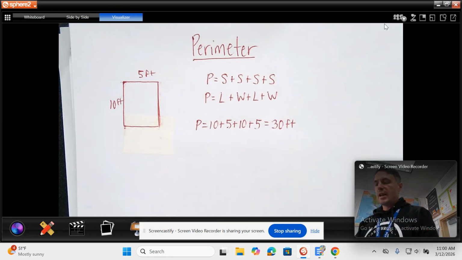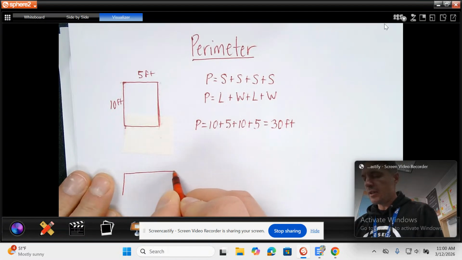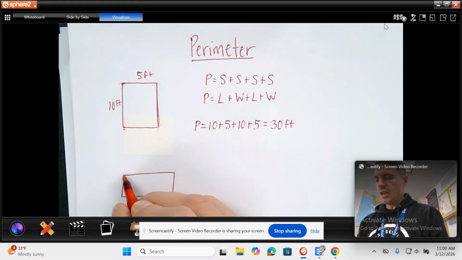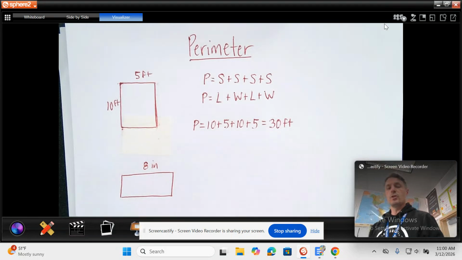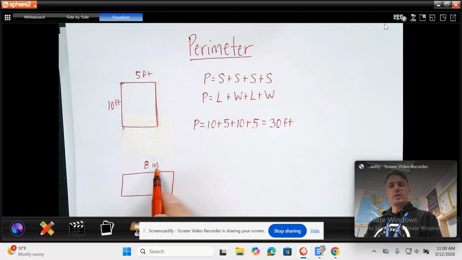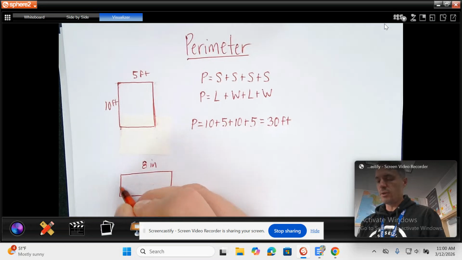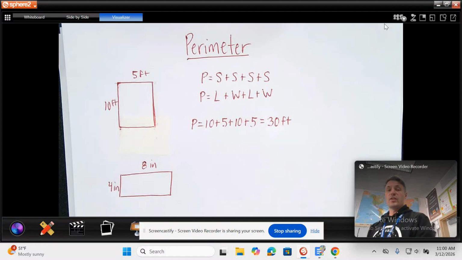Sorry about that. Okay, let's do another example. Let's say we have this rectangle right here. And let's say from here to here, it's 8 inches. And by the way, it could be any unit. So here we did feet, here we did inches, it could be any unit. Let's say from here to here it's 8 inches, and let's say from here to here it's 4 inches, okay? So we need to find the perimeter.